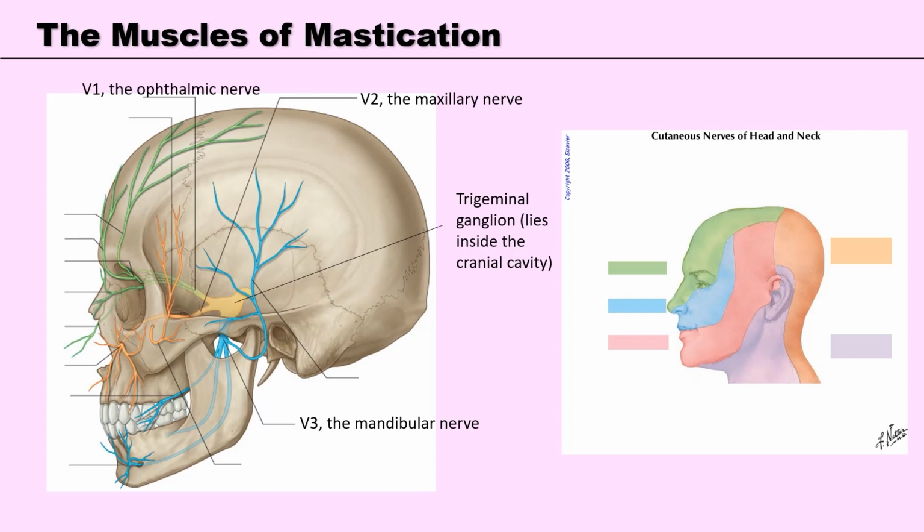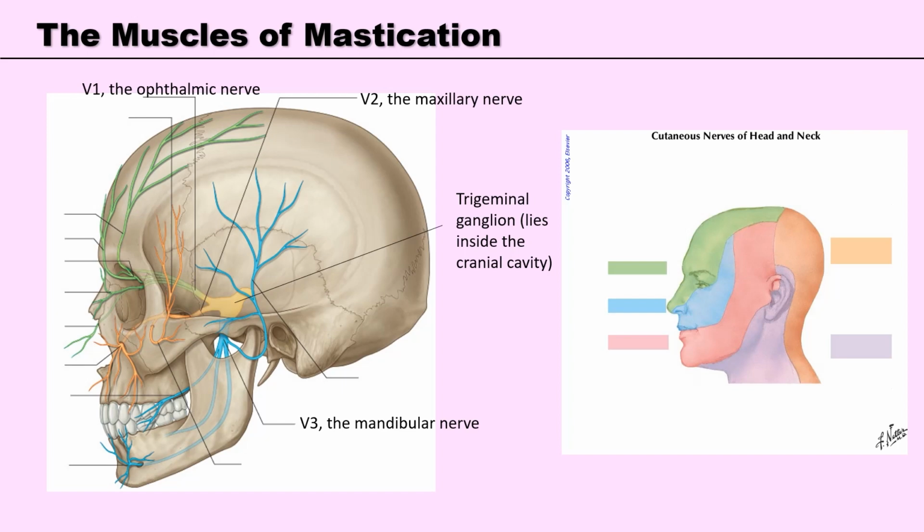The 3 divisions each have a name. The first division is the ophthalmic nerve. This passes behind the eye. The second is the maxillary nerve, which passes through the maxilla to supply the central portion of the face. And the third is the mandibular division. The divisions and their branches are shown in green, orange and blue.